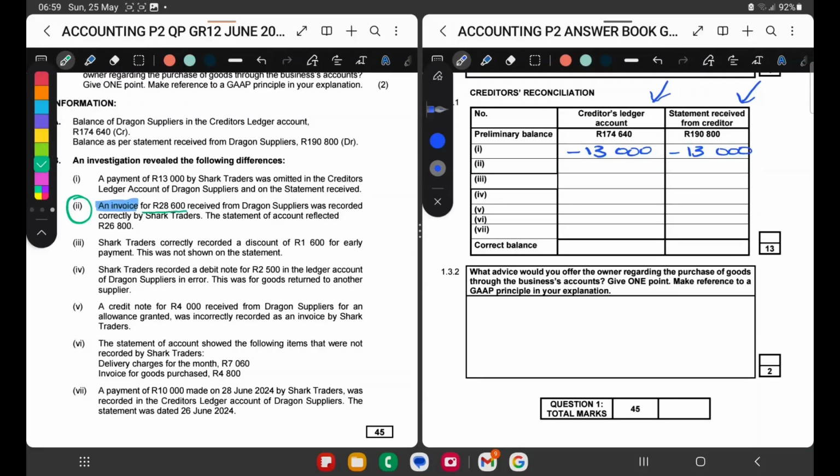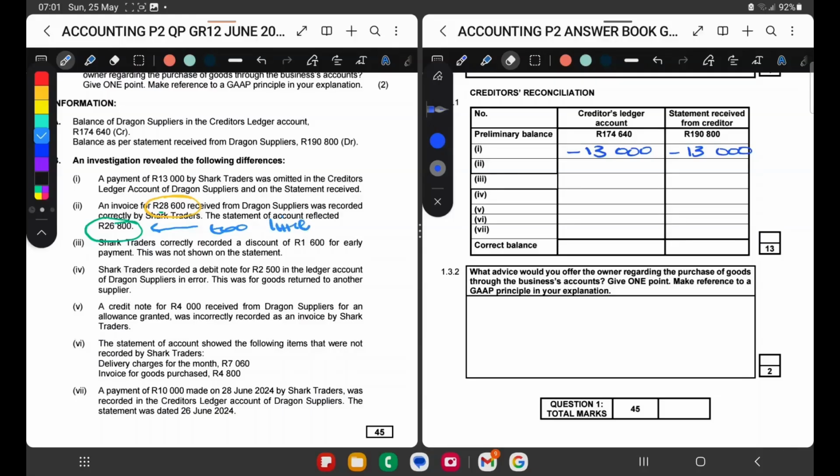So an invoice of 28,600 received from Dragon Suppliers was recorded correctly by Shark Traders. So correctly by us, we are fine. But the statement reflected the amount as 26,800. So an invoice was incorrectly recorded by the supplier. So the supplier made the mistake. The supplier entered this amount, but it should have been this amount. If you look at this amount, this is too little.